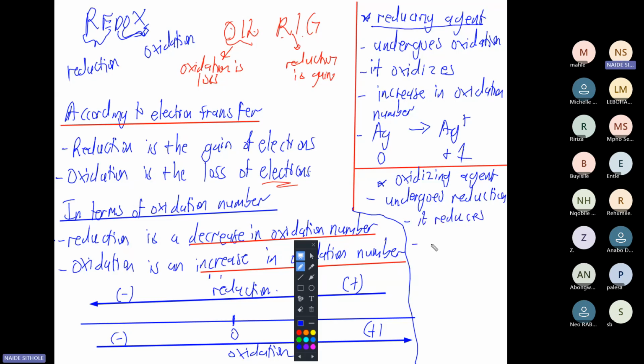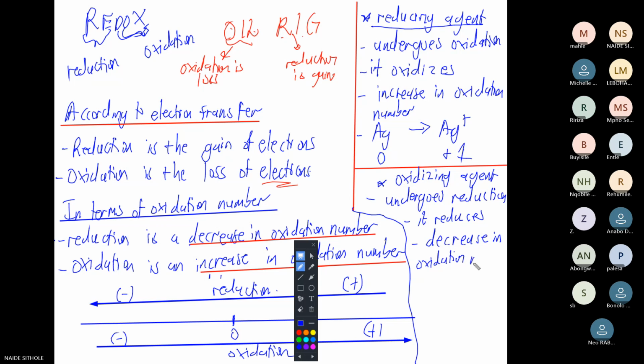And then how do we see that? There will be a decrease in what? In oxidation number. So a decrease in oxidation number is indicating that there is an increase in what? There is a gain of electrons, right?